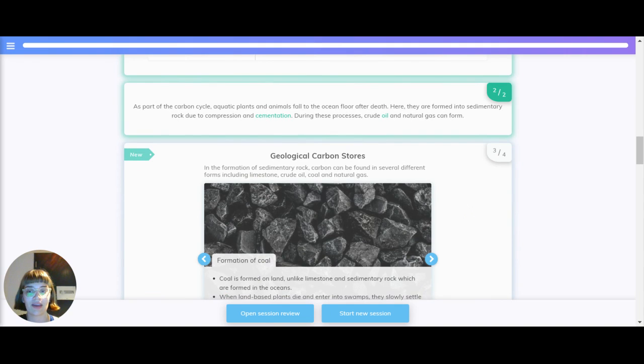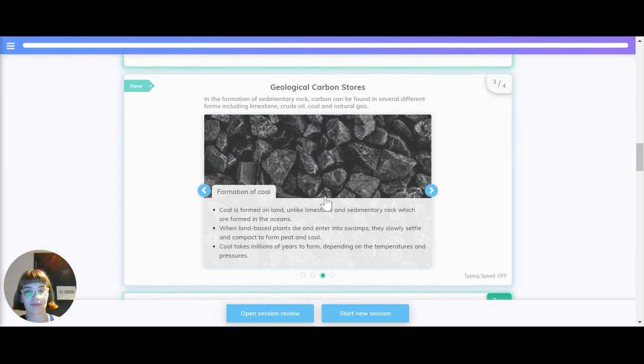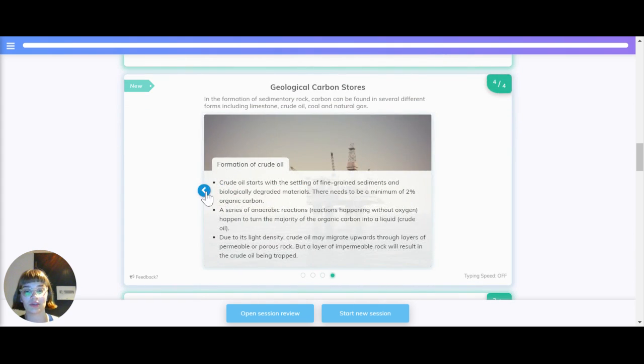So, quickly recap that. As part of the carbon cycle, aquatic plants and animals fall to the ocean floor after death. Here they are formed into sedimentary rock due to compression and which other process? That process is cementation. During these processes, crude oil and natural gas can form. Let's have a look at geological carbon stores now.